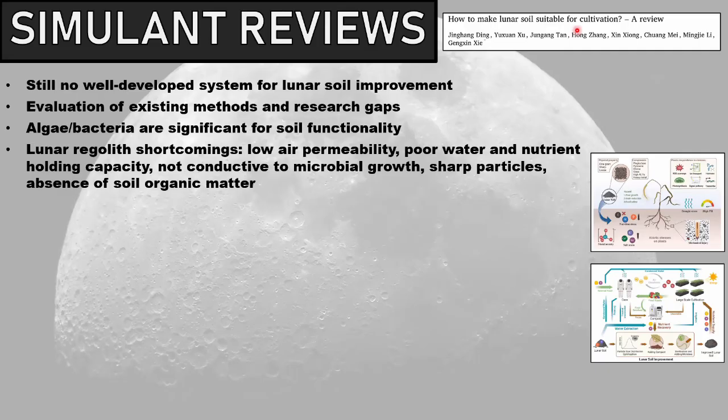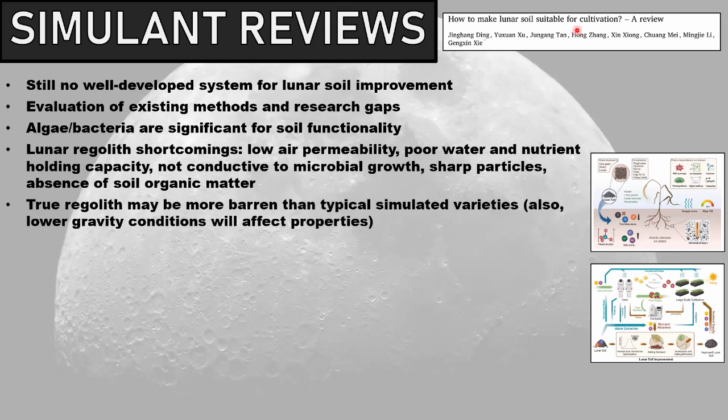And there's a lot of shortcomings of lunar regolith. We've covered some of these before: low air permeability, poor water and nutrient holding capacity, isn't really conducive to microbial growth. And in fact, the physical structure of the particles are actually sharp. They can actually damage plant roots. And there's, of course, an absence of soil organic matter. And one thing to note, true regolith might actually be more barren than typical simulated varieties. So it'll actually likely be harder using real regolith than the simulated stuff, unsurprisingly. And of course, we have to deal with gravity, etc., in situ on the moon or other planets.